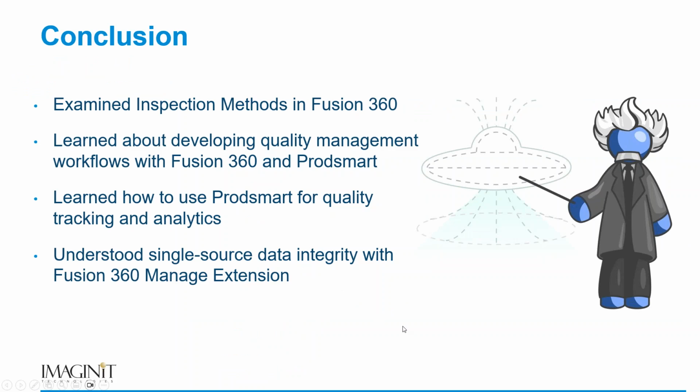So at the end of this, again, we're kind of over just a little bit on time, but what we did today is we examined some different inspection methods, not only in Inventor, which a lot of you already have, but also Fusion 360, which you have but may not be using. So we saw a lot of that. We also learned about developing some quality management workflows between Fusion 360 and Prodsmart, how you can connect some of those things.